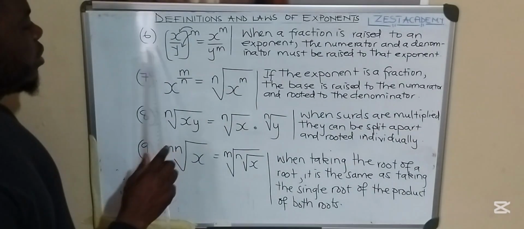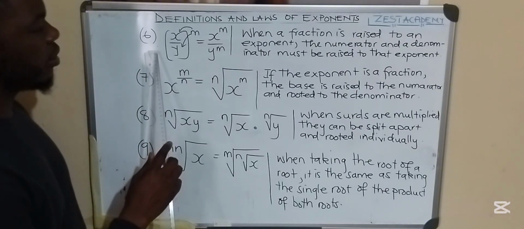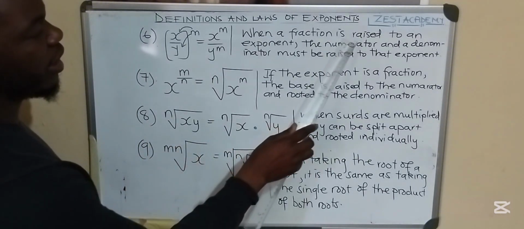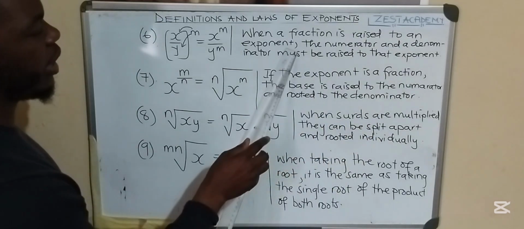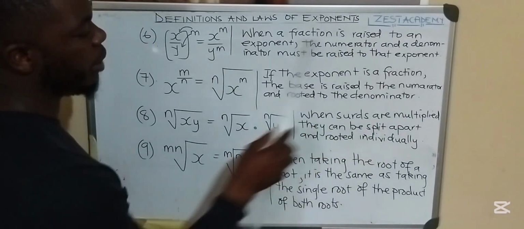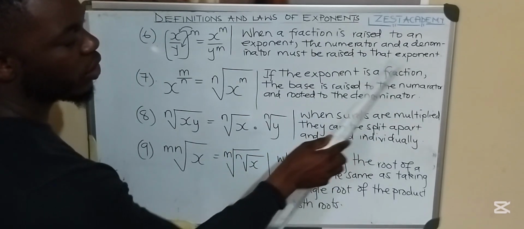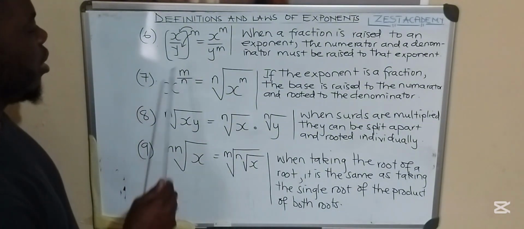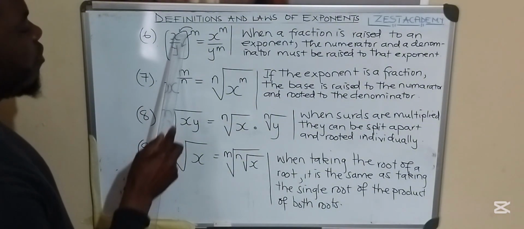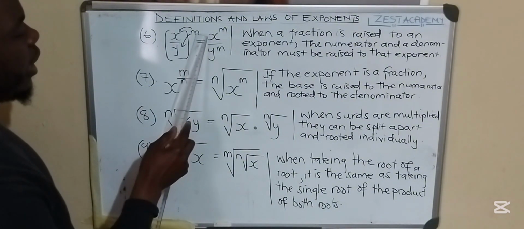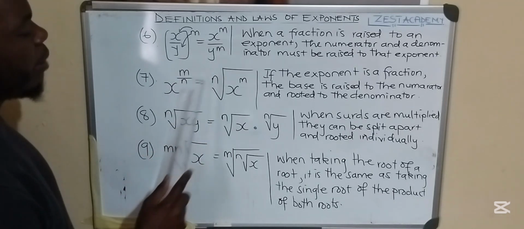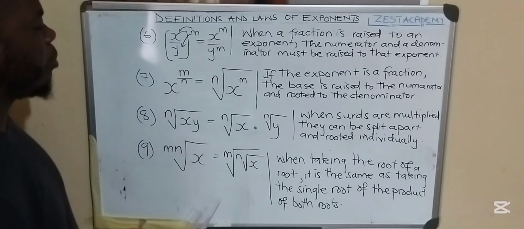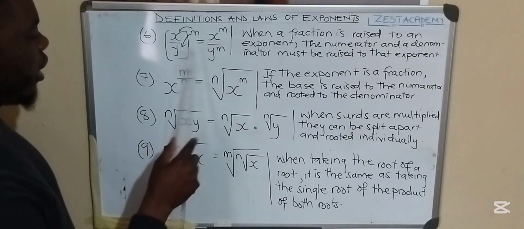Law number 6, when a fraction is raised to an exponent, the numerator and the denominator must be raised to that exponent. As you can see that we have a fraction here raised to an exponent. Both the numerator and the denominator must be raised to the same exponent, as you can see here.